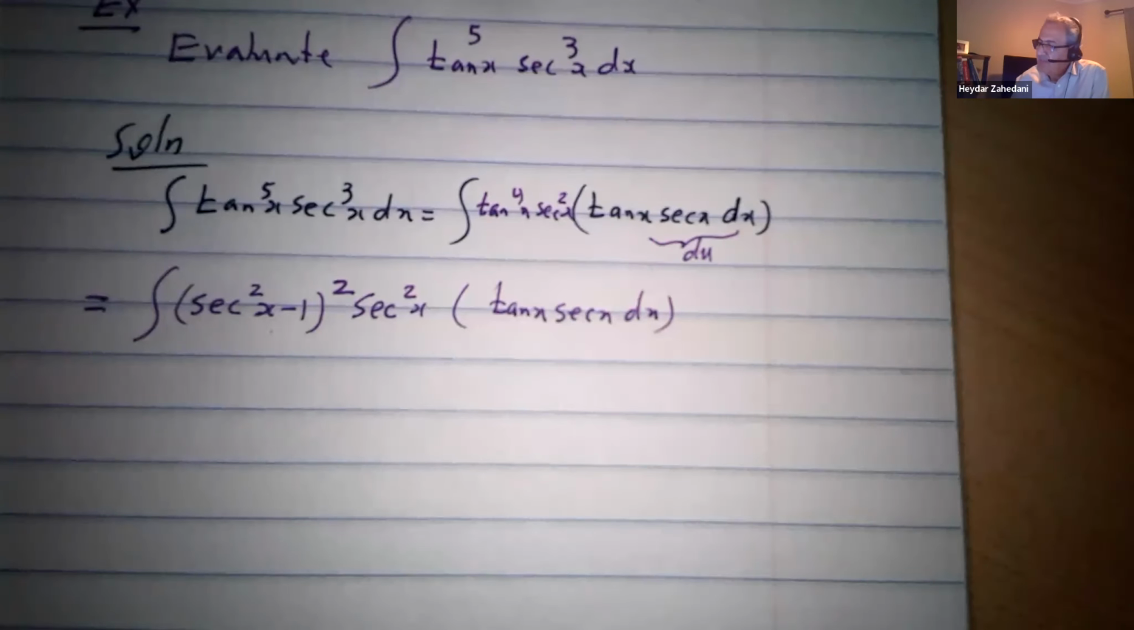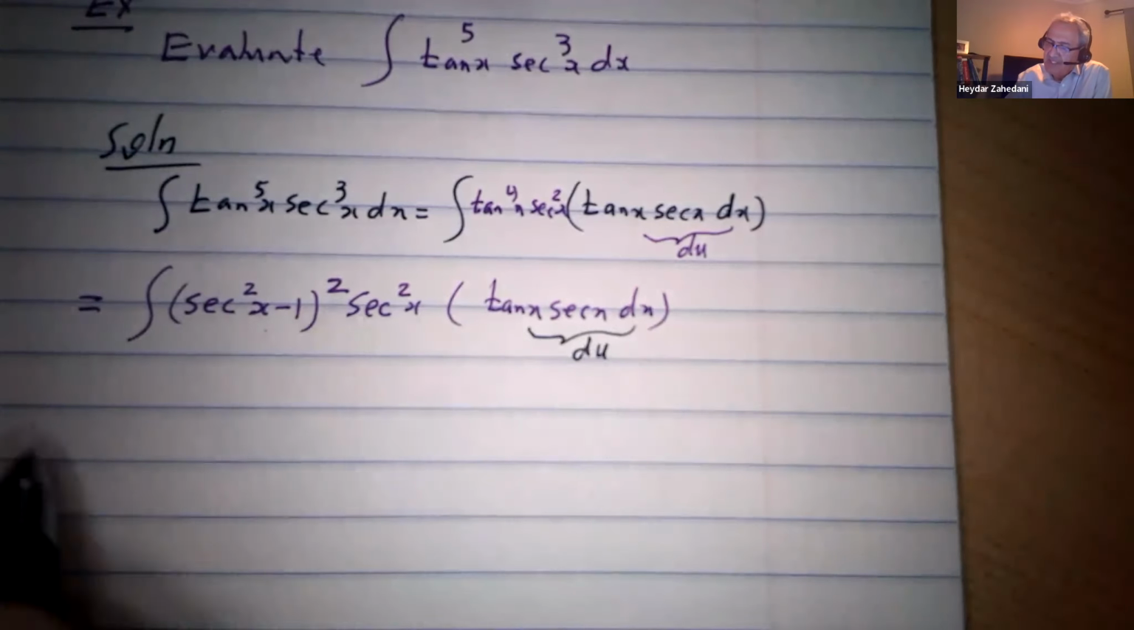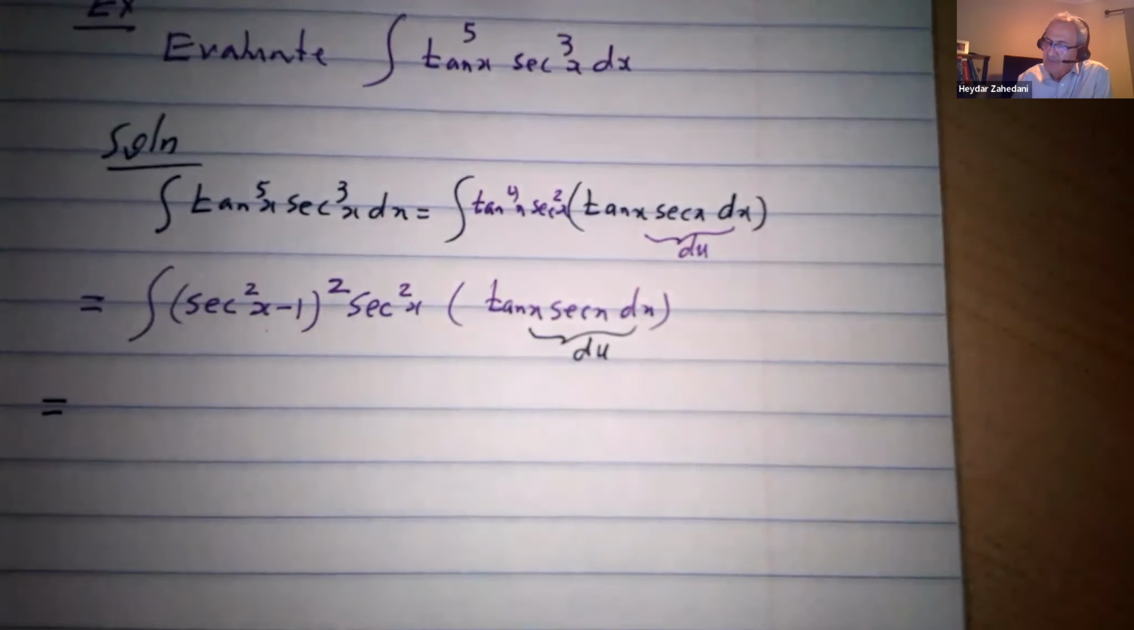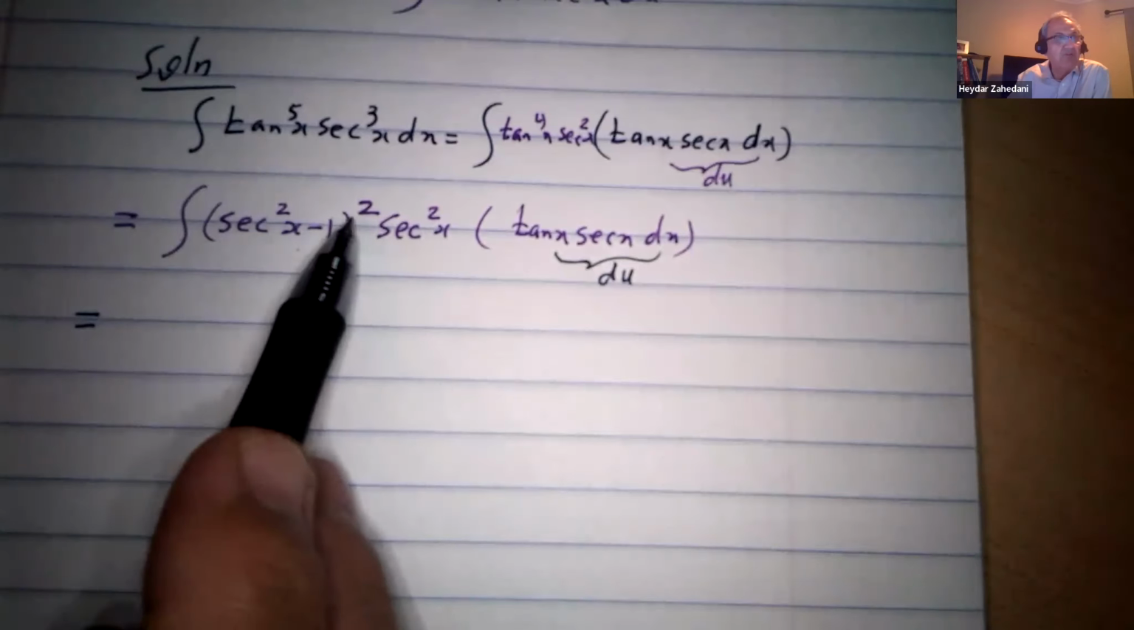You see? If you take u to be secant, then this is going to be your du. And you'll be able to do it right away. I'm going to distribute it. It takes a little bit to do because that's a square. You have to square this one.